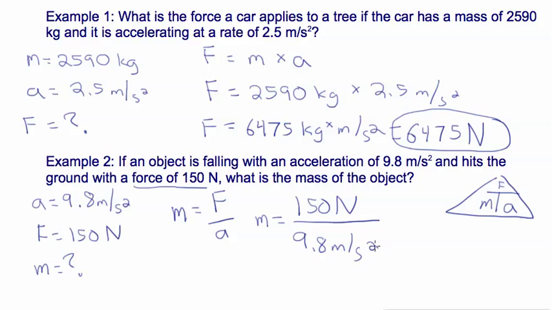And you might look at those units and say, well, that's not going to cancel out. But remember that a newton is the same thing as this. So it's really like writing kilograms times meters per second squared, and those cancel out, giving us kilograms, which is what we should have with our mass. You don't have to write that out every time, but be aware of that if you look at it and go, that shouldn't cancel out. So you have a mass of about 15.3 kilograms.